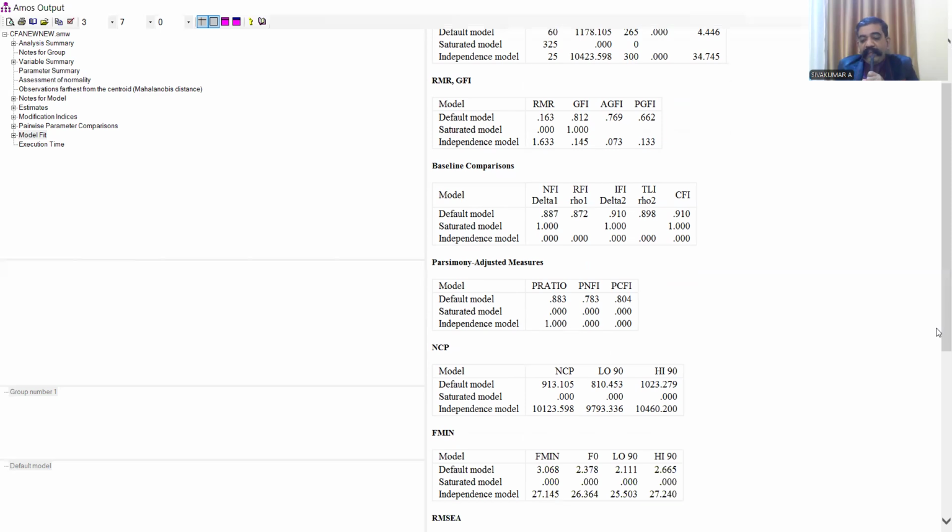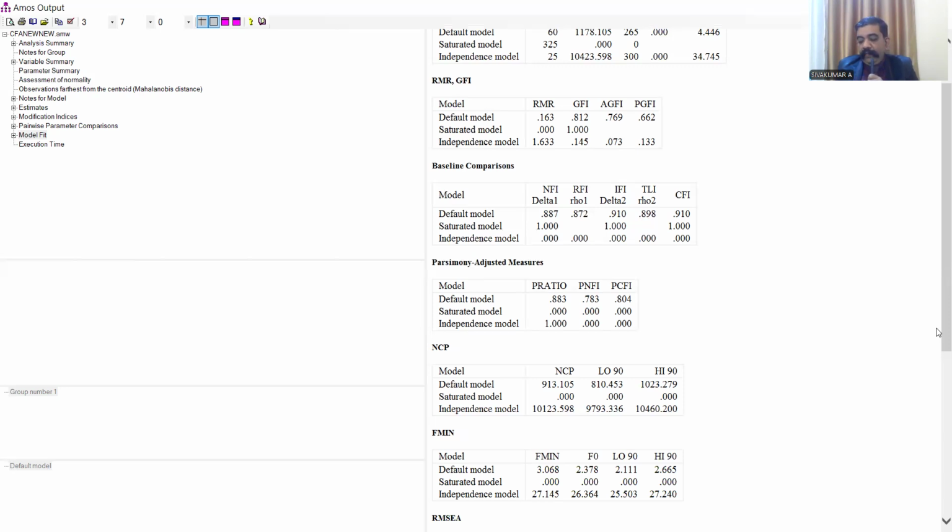Next incremental fit index, that is the TLI. You can see the TLI value there. TLI means the Tucker-Lewis index. Here the TLI value, we have got about 0.9. If the value is greater than or equal to 0.9, it is acceptable. That is the standard norm. Yes, our value is acceptable.